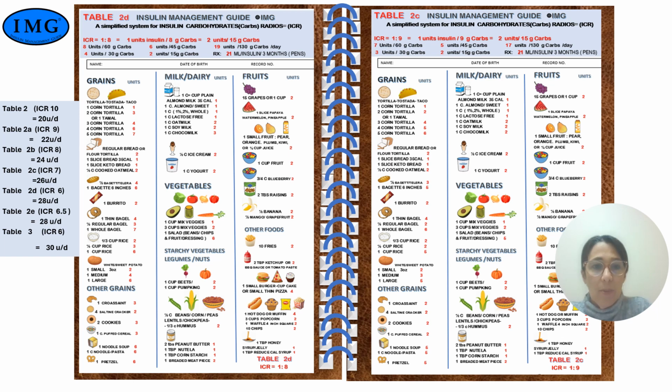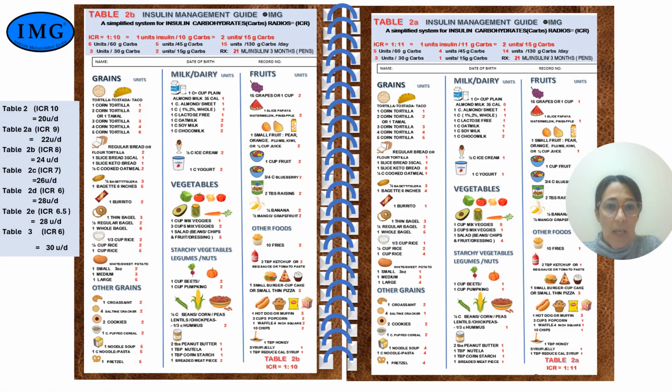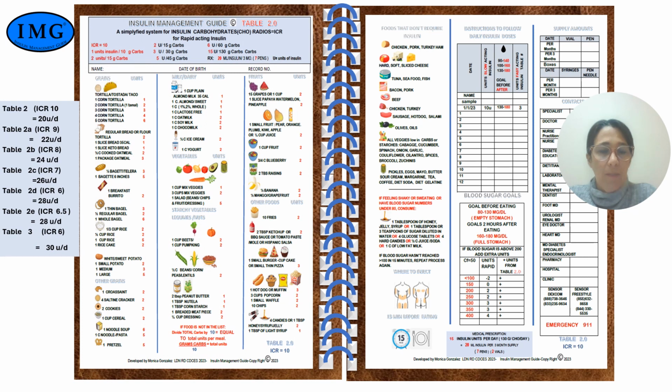The following 2 levels were giving her about 9 units per meal, which is table 2D or table 2C. And the last 2 levels she tried were giving about 8 units per meal, which represent table 2B or table 2A. The last level we use is table 2. Insulin carb ratio of 10 gives 7 units per meal, which represents 1 unit per 10 grams of carbohydrates.